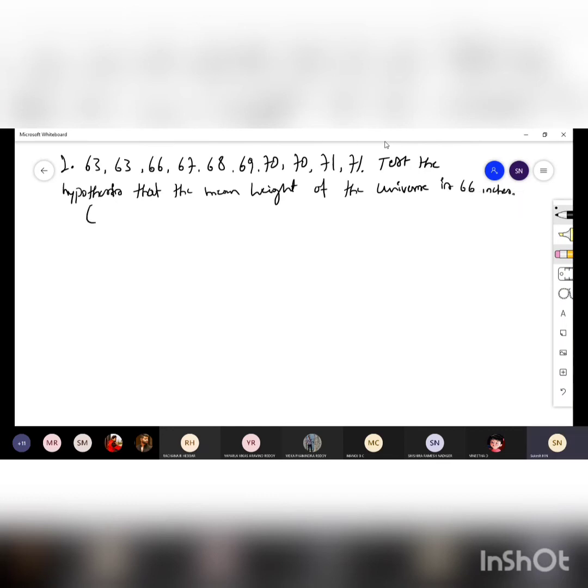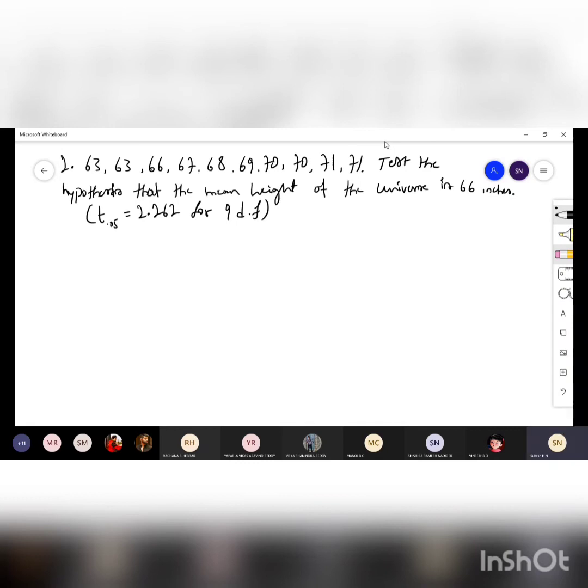In bracket they given t suffix 0.05 is equal to 2.262 for 9 df, 9 degrees of freedom.